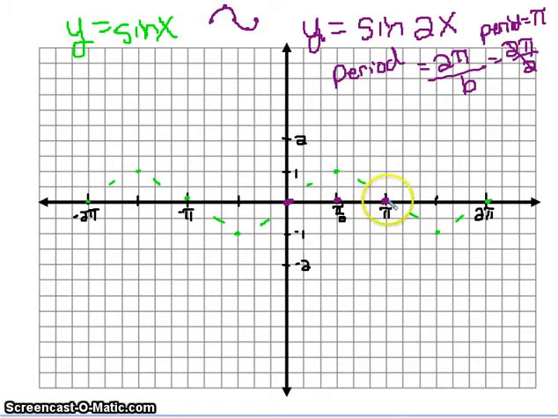What happens here is things start changing. We are still having an amplitude of 1. That means we're going to go up to 1. But instead of going up to 1 at pi over 2, we're actually cutting that in half. We're going to go up to 1 at pi over 4.